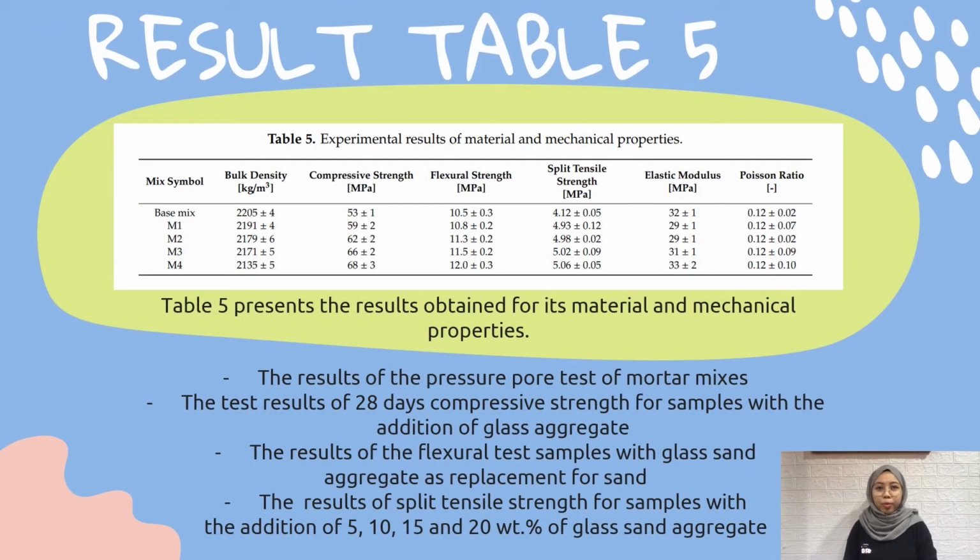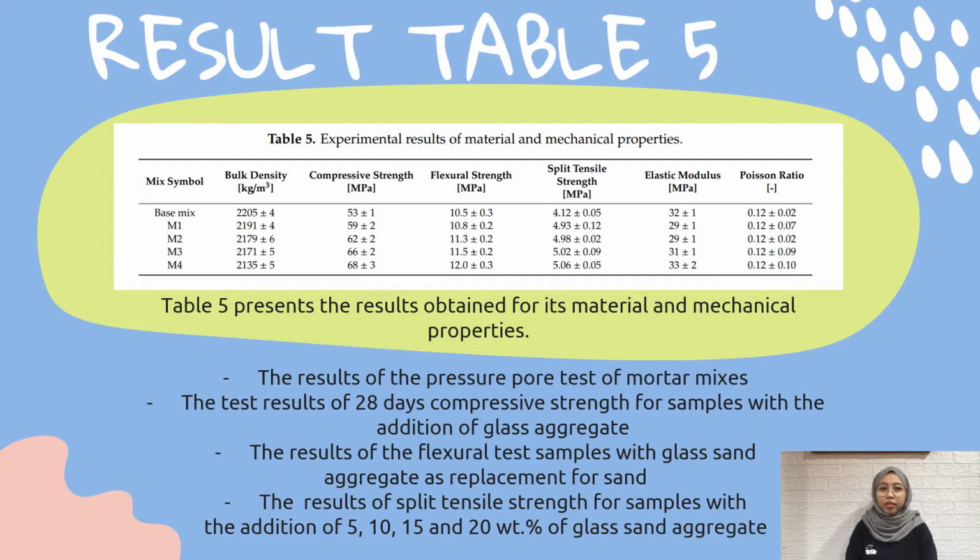The first one, we have the results from Table 5. Table 5 shows us the results obtained for its material and mechanical properties. The presented values are average values of 10 samples for each mix. From Table 5, we can know the results of the pressure pore test of the mortar mix. Next, it shows the test result of 28 days compressive strength for samples with the addition of glass aggregate.